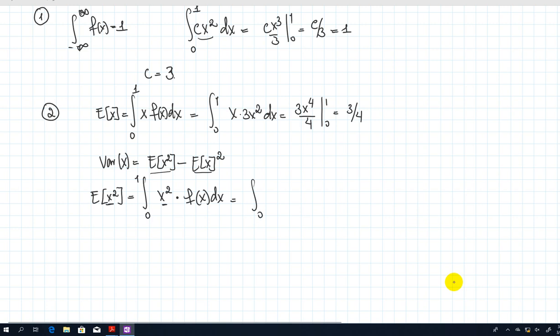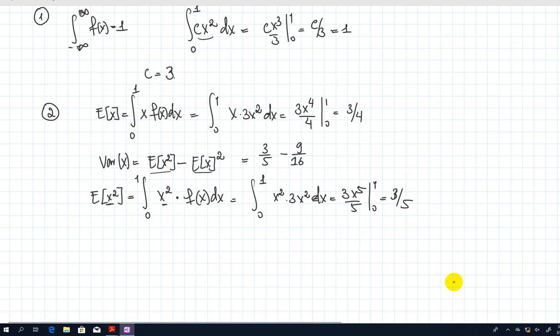So this is equal to the integral from 0 to 1 of x squared multiplied by 3x squared dx. After the integration, we get 3x to the fifth over 5 from 0 to 1, which is equal to 3 over 5. So the variance will be equal to 3 over 5 minus 9 over 16. If you want, you can leave the answer like this.